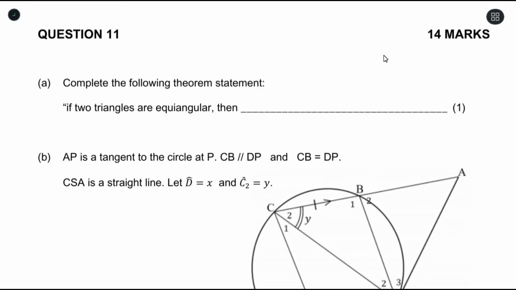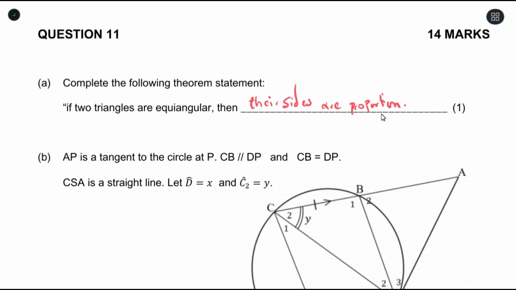So the final question, question 11. A. Complete the following theorem statement. If two triangles are equiangular, then their sides are in proportion. So that will be the answer for A.